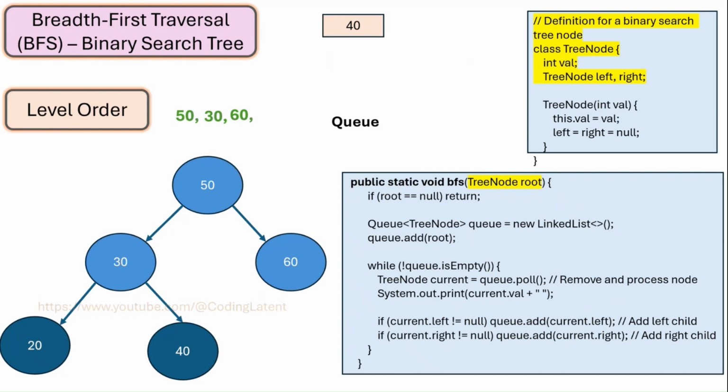It will come back to the while loop and remove 20 from the queue. For 20, it will print. There is no left and right child, so it will not enqueue anything. It will again come back to the beginning of the while loop. It will remove from the queue, which is now 40, and print it. For 40 also there is no left and right child, so nothing is pushed to the queue. Now the queue is empty, so it will complete the while loop. And you can see we have visited all the nodes in the binary search tree in level by level order, starting from the root as the first level.